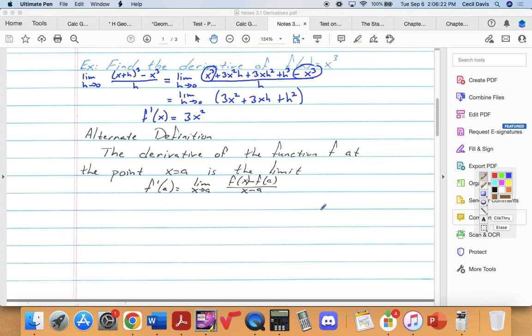All right, there is an alternate definition of the derivative. The derivative of the function f at the point x equals a is the limit, f prime of a, as x approaches a of f of x minus f of a over x minus a. And you're like, wait a minute, why is that?